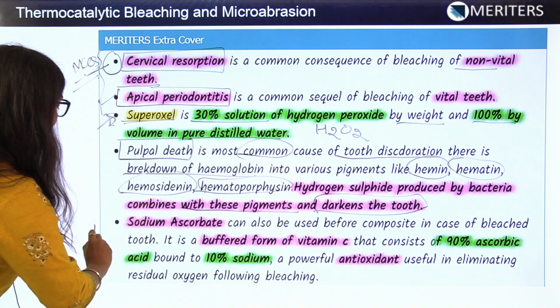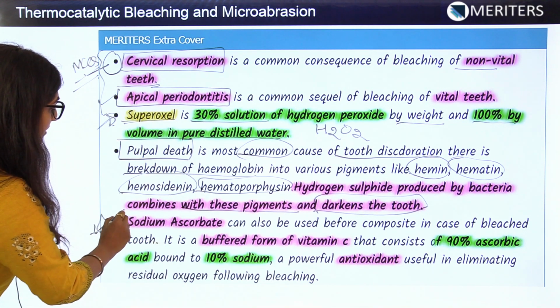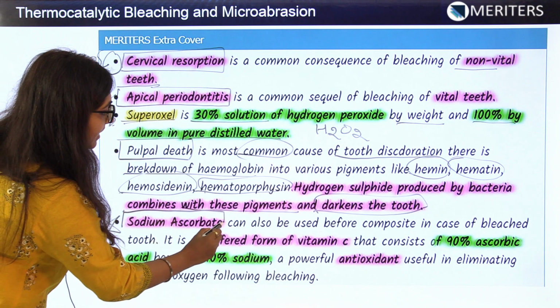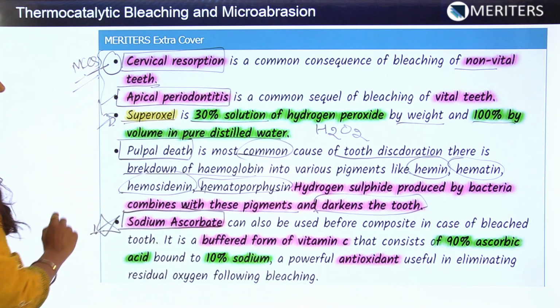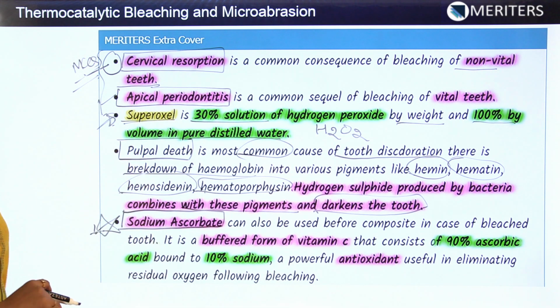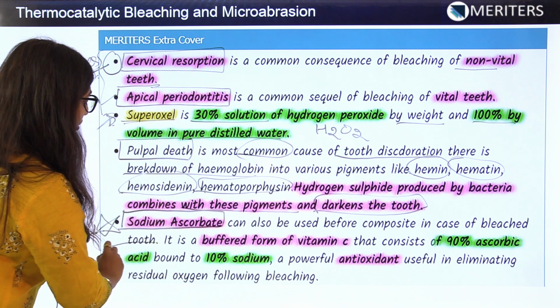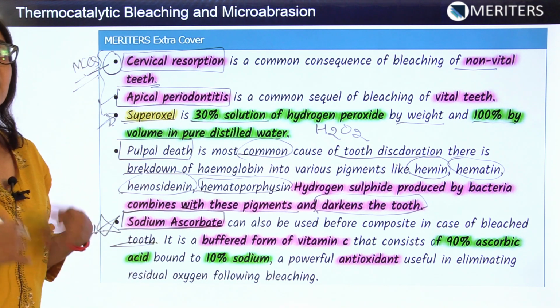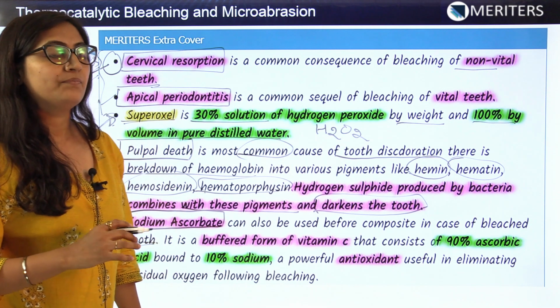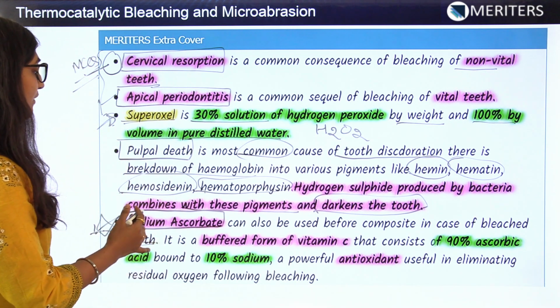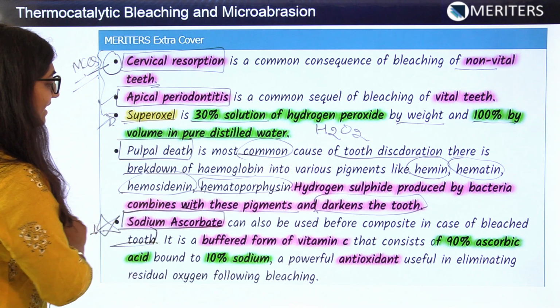The other and the last point which you have to remember is the use of sodium ascorbate. Now what is sodium ascorbate? It is used before the composite in case of a bleached tooth. As I already told, the bleaching agent prevents the polymerization of the composite. So you have to use this before applying a composite.